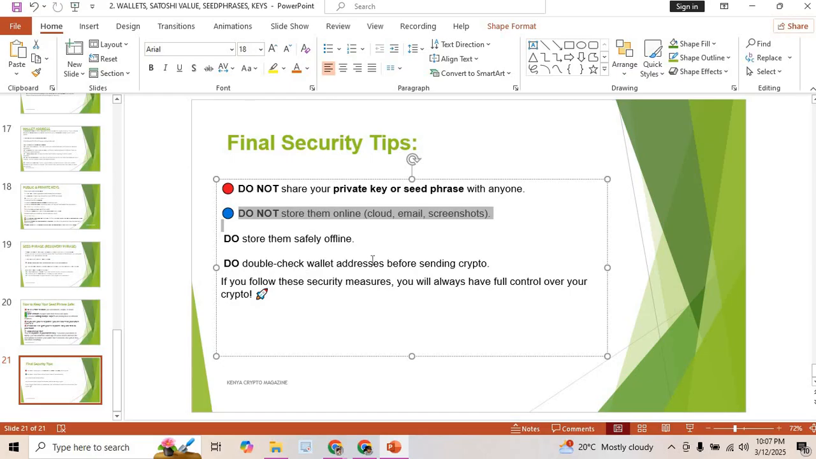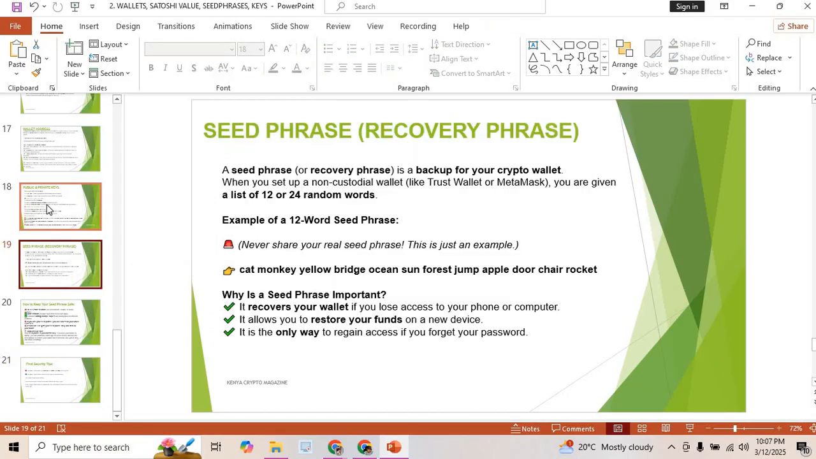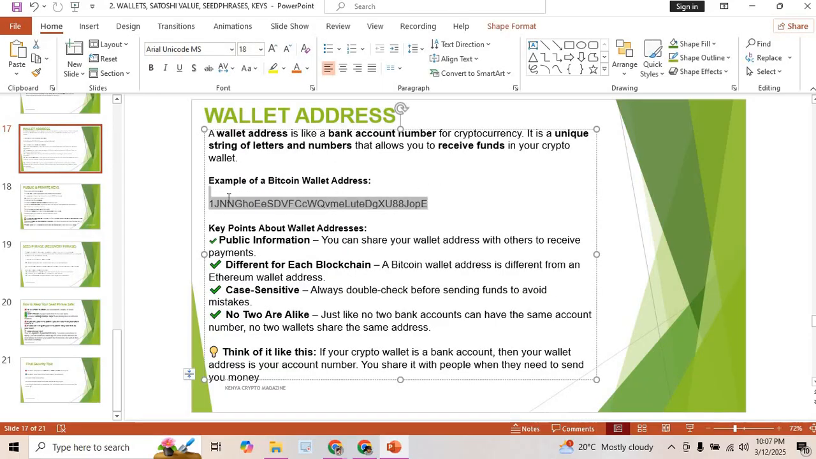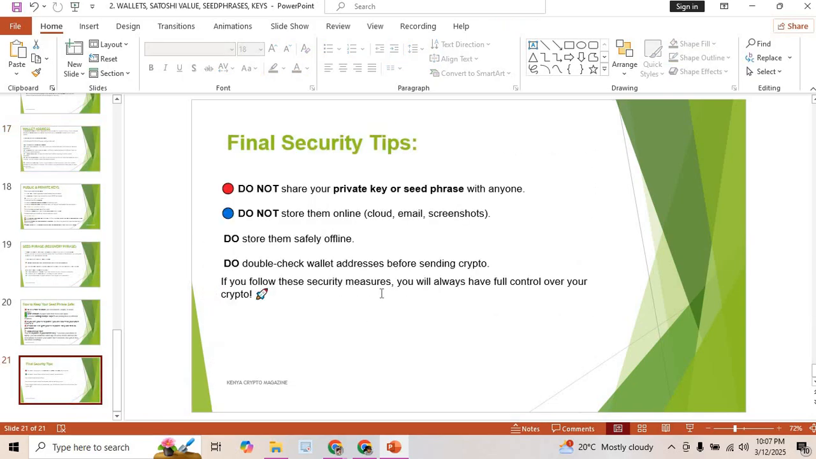Do double check wallet addresses before sending crypto. I'll send a video of someone who sent crypto to a wrong address by copying an address like this. I'll send it in the group, then you'll get to see it. So always double check wallet addresses before sending crypto. And if you follow all these security measures, you'll always have full control of your crypto. And with that, we come to the end of this class.